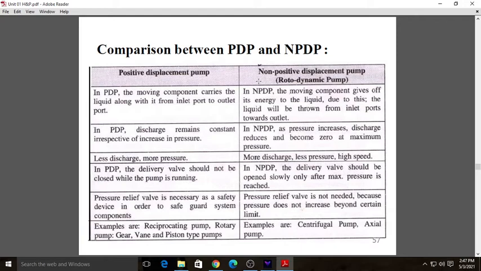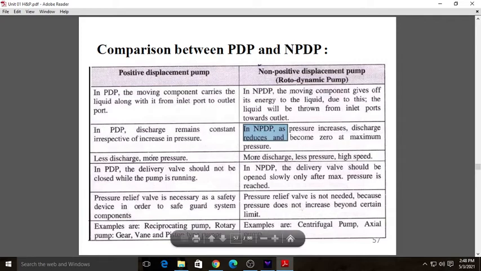In a positive displacement pump, the moving component carries the liquid along with it from the inlet port to the outlet port. But in a non-positive displacement pump, the moving component gives off its energy to the liquid. Due to this, the liquid is drawn from the inlet port to the outlet port. In a positive displacement pump, discharge remains constant, but in a non-positive displacement pump, discharge does not remain constant and depends on the pressure.